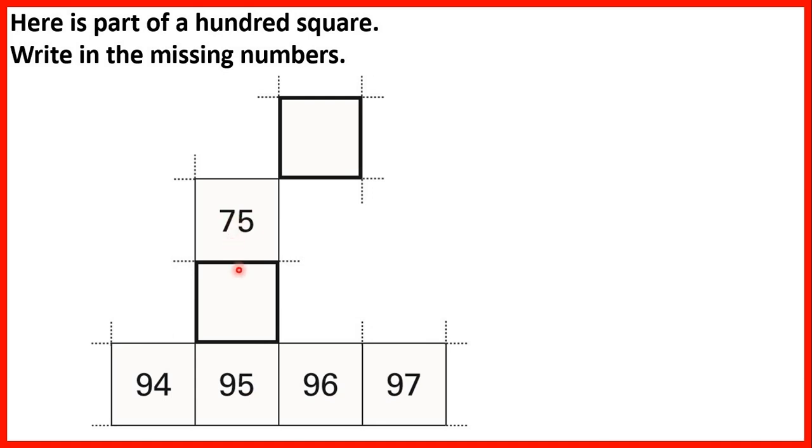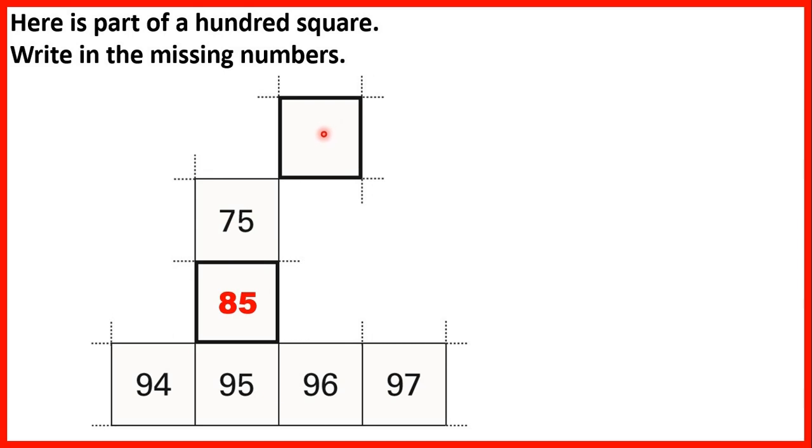But when we're going vertically, it can't be a difference of 1 because we have 75 and then 95, so it must be a difference of 10. Our number must be 85. But now we need to find this box here.